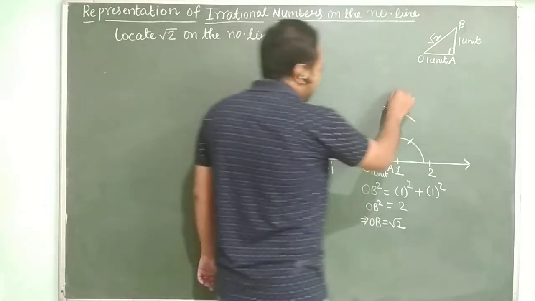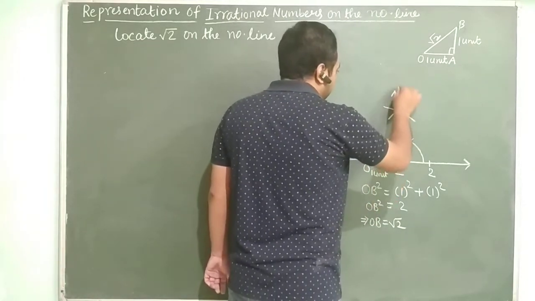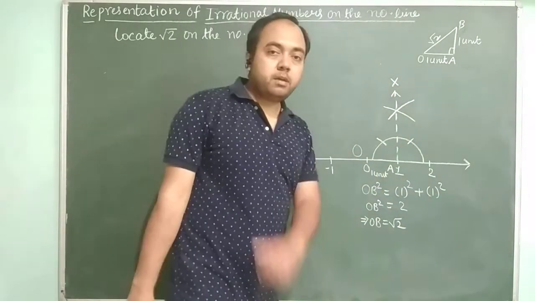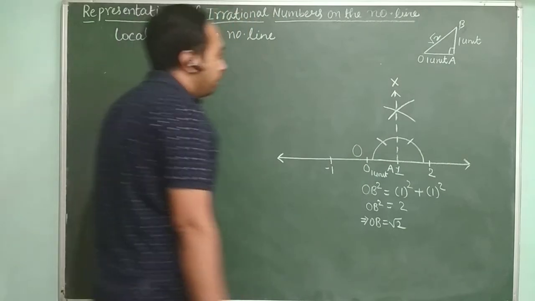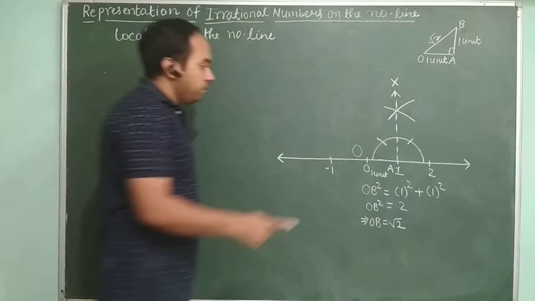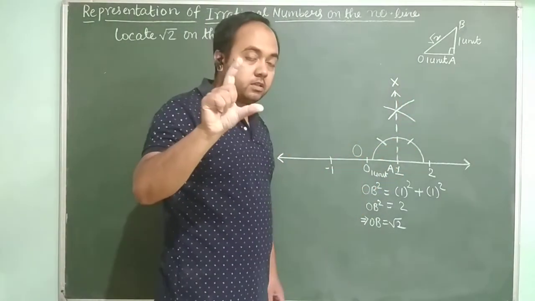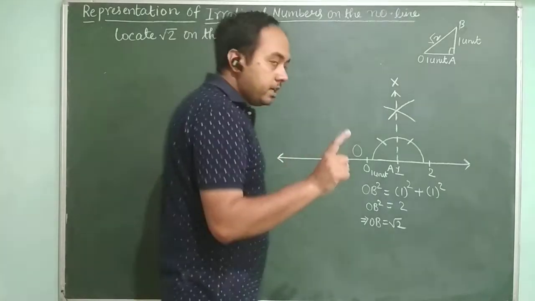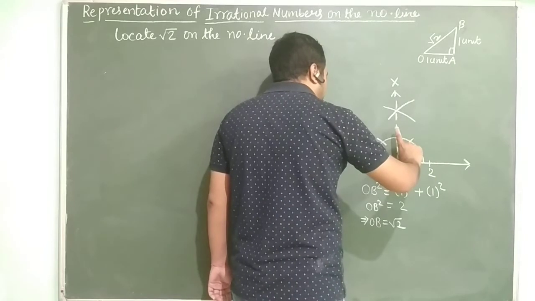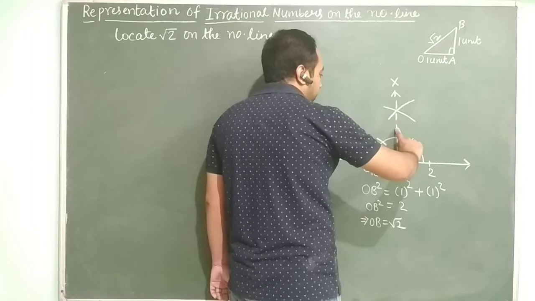Then join them. In this manner you will get a ray AX, where this ray AX is perpendicular to this number line. Now, what is the length of AB over here? 1 unit. Length of AB is 1 unit. So over here we'll again take 1 centimeter radius on our compass and place the needle at point 1, or you can say at point A, and cut an arc over here.